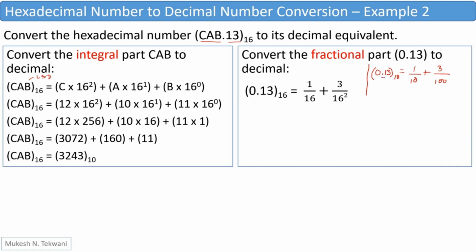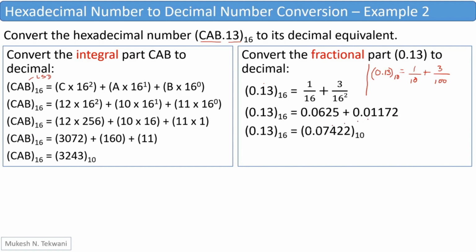So if this number 0.13 would have been in the decimal system, we would have divided each digit on the right of the decimal by an appropriate power of the base being 10. In this case, the base is 16. So we take each digit 1 and divide it by 16, then the next digit 3 divided by 16 square. And this can be written as 0.0625, 1 upon 16 is 0.0625, plus 3 upon 16 square is 0.01172.